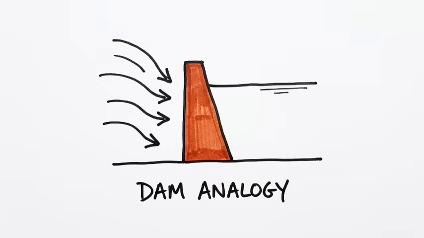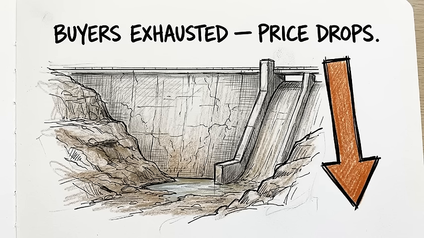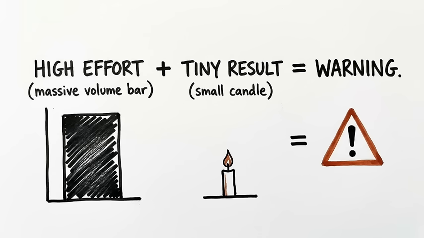Think of a dam. The water keeps pouring in with enormous force, but the dam holds everything back. The water doesn't go anywhere. When the water finally runs out, when buyers exhaust themselves and there is nobody left to push price higher, price drops sharply, because the wall was never gone. It was just absorbing. High effort, tiny result. That mismatch is your warning.